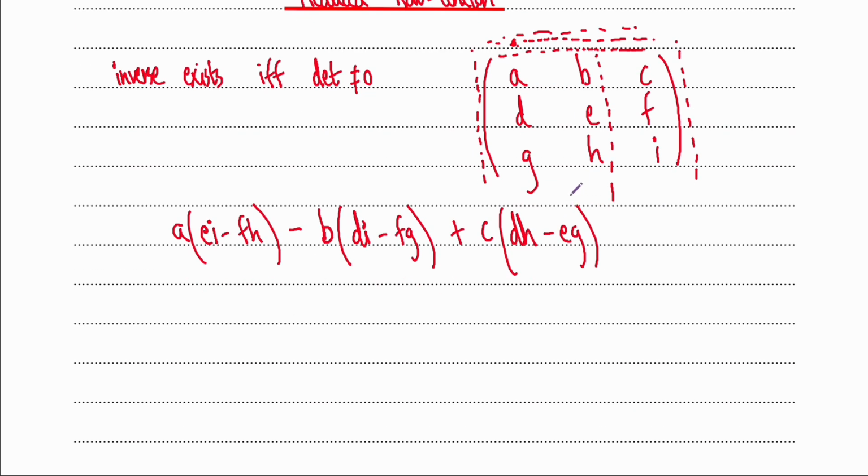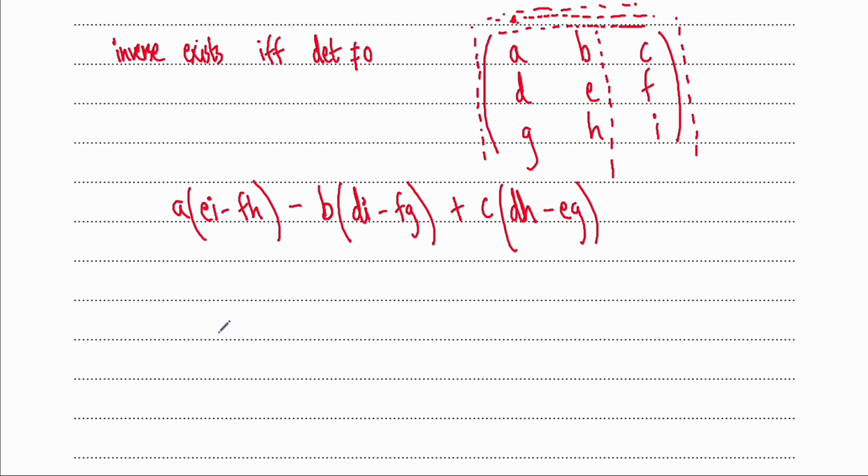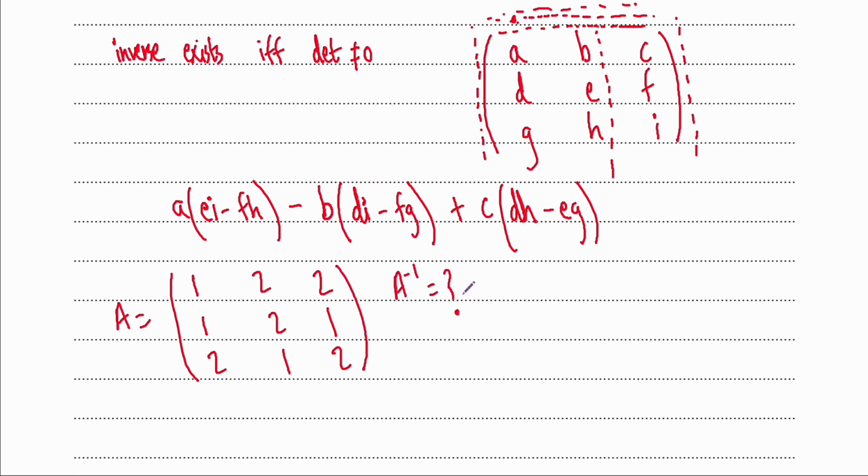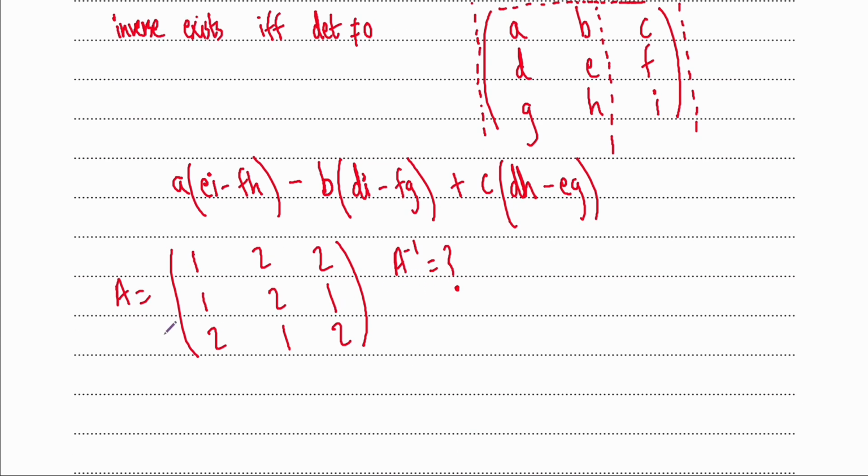So let's do it with an example. It will make way more sense and it's easier. Let's say I gave you the matrix 1, 2, 2, 1, 2, 1, and 2, 1, 2. Let's call this matrix A. I want to find the inverse of A. So A inverse, question mark. But before I even go there, I need to check, does this even have an inverse? So we check the determinant.